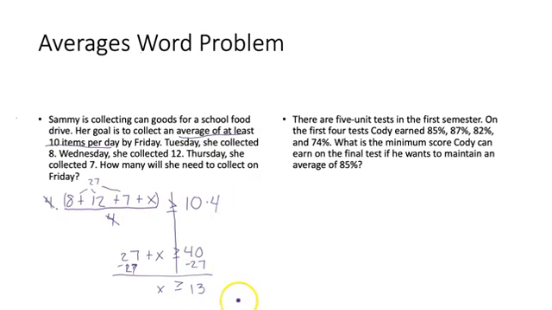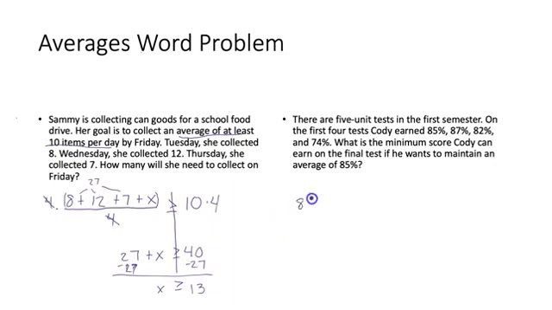All right, one more problem. There are 5 unit tests in the first semester. On the first 4 tests, Cody earned an 85%, an 87%, an 82%, and a 74. What is the minimum score Cody can earn on the final test if he wants to maintain an average of 85%?